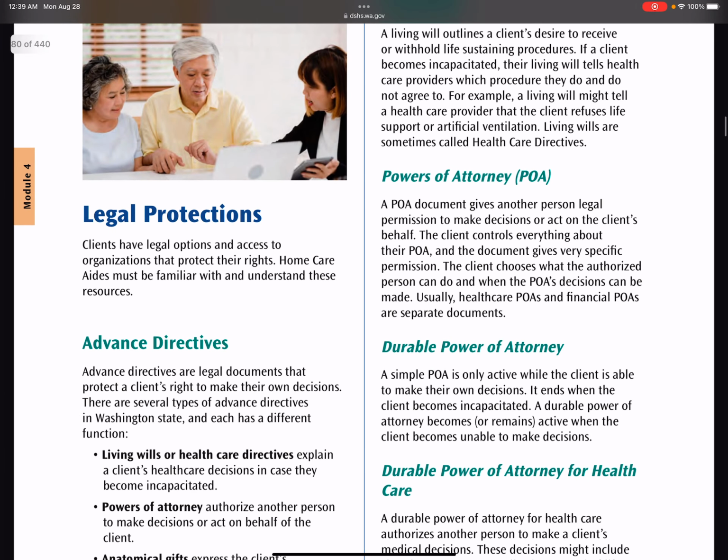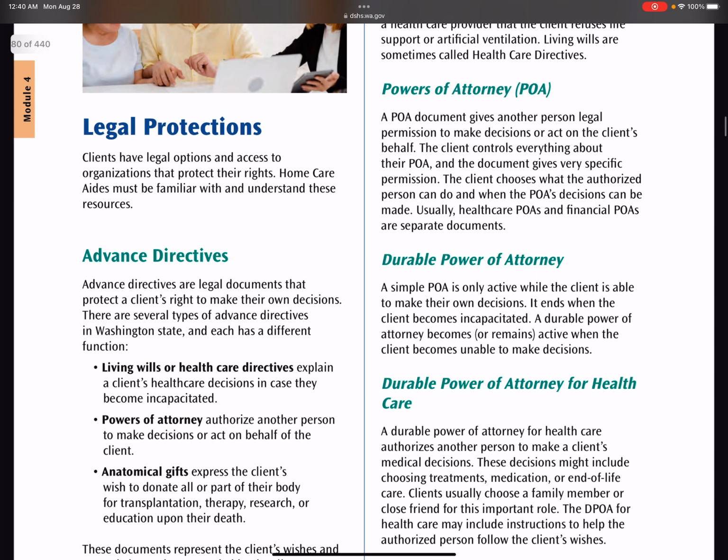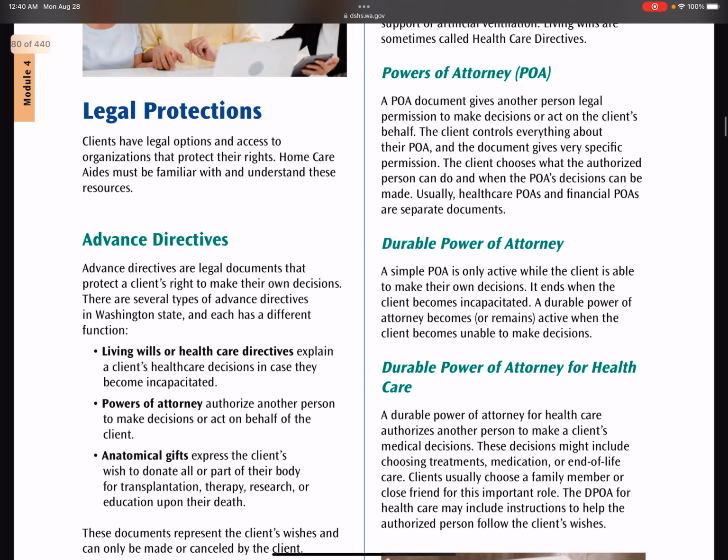Okay, now let's talk about legal protections. There are some words that we need to learn in this section. Advance directives. The advance directives are legal documents that protect the client's right to make their own decisions. There are different kinds of advance directives. One is the living will. A living will or health directive is an advance directive.